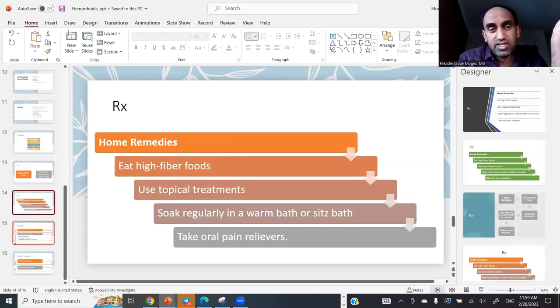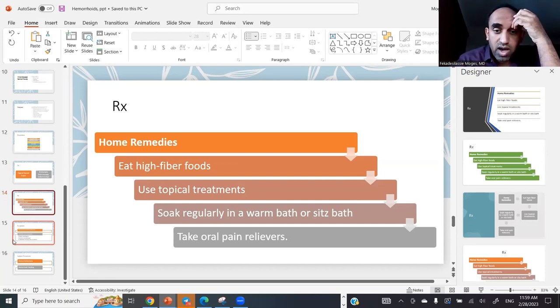Treatment, homemade remedies. Eat high fiber foods, use topical treatments. The commonest one we used to use was Anusol suppository. It has some steroids, I think, and it has some local anesthetic, lidocaine or something like that. So you can use either the suppository or the cream, which settles the inflammation if there is any pain and numbs the area.